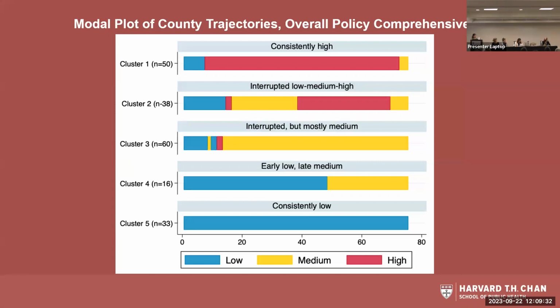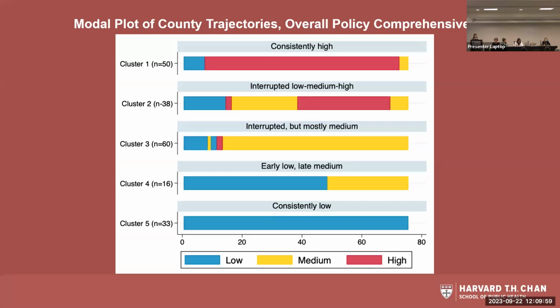So the next set of results I have are called modal plots produced by the cluster analysis, and it condenses the trajectories of all these 197 counties into a smaller, more interpretable number based on their similarities. So each of these rows represents the modal or most common trajectory for a given cluster. And we've assigned these cluster names just to help with interpretation, and you can also see how many counties were in each cluster on the left there, the sample sizes.